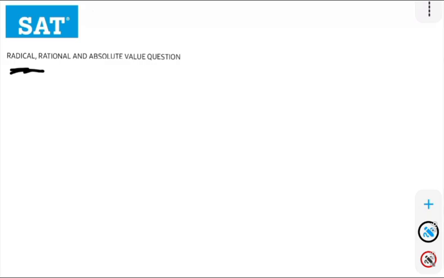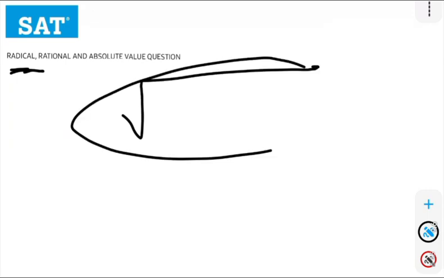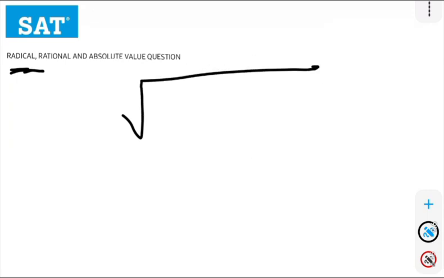So what are radical equations? Radical equations are equations in which the variable appears under the radical symbol. Let me tell you what a radical symbol is. The radical symbol is this. You can also call it the under root symbol. So whenever a variable is under this symbol, it is known as a radical equation.